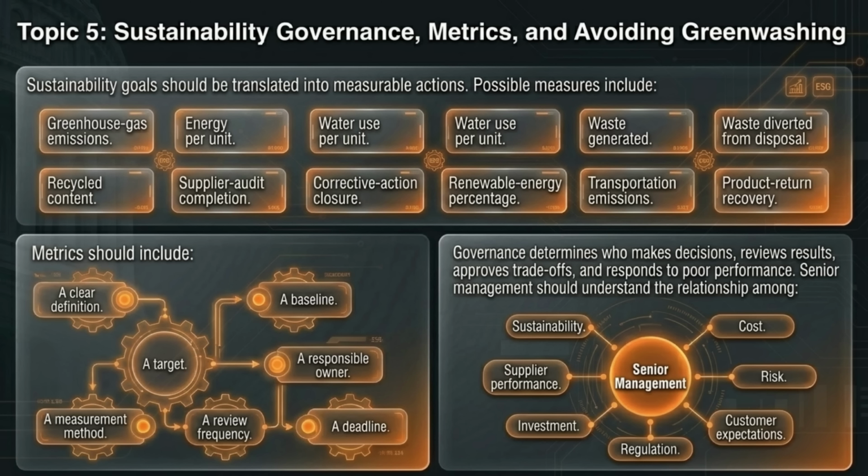Metrics should include a clear definition, a baseline, a target, a responsible owner, a measurement method, a review frequency, a deadline. Governance determines who makes decisions, reviews results, approves trade-offs, and responds to poor performance. Senior management should understand the relationship among sustainability, cost, risk, customer expectations, regulation, investment, supplier performance.